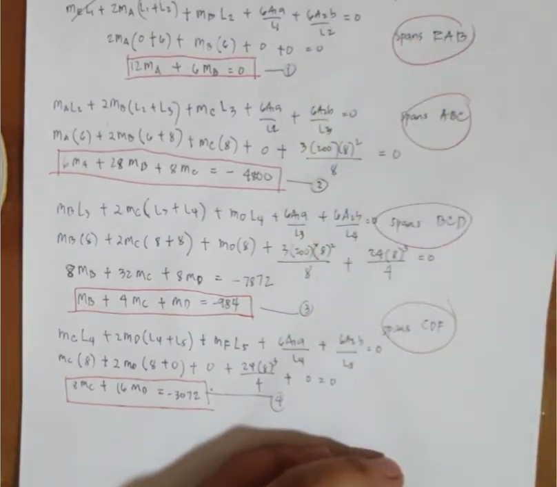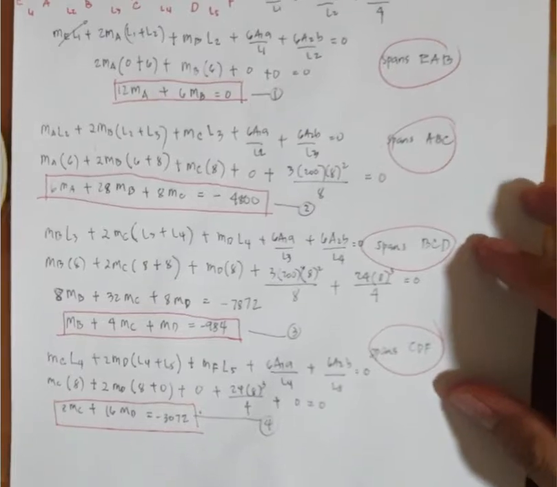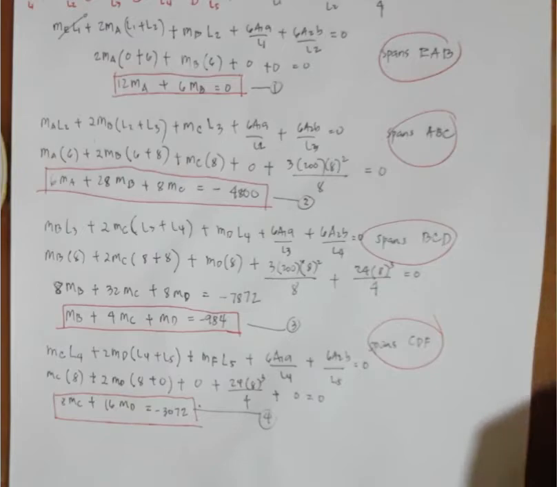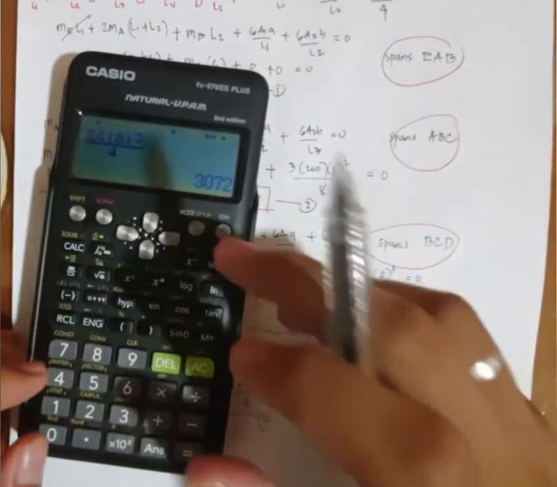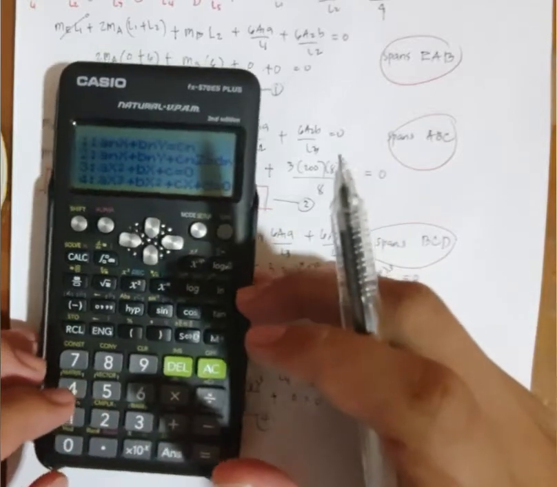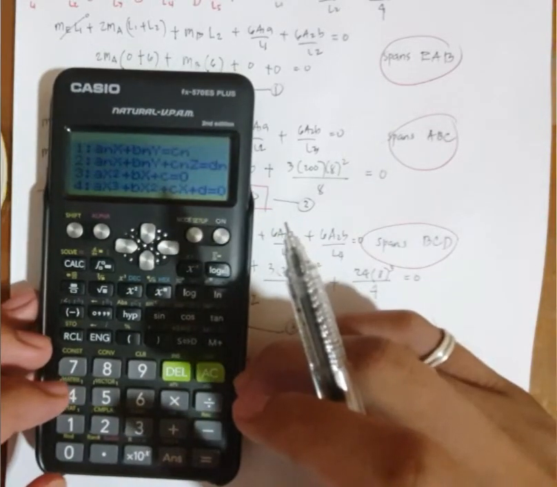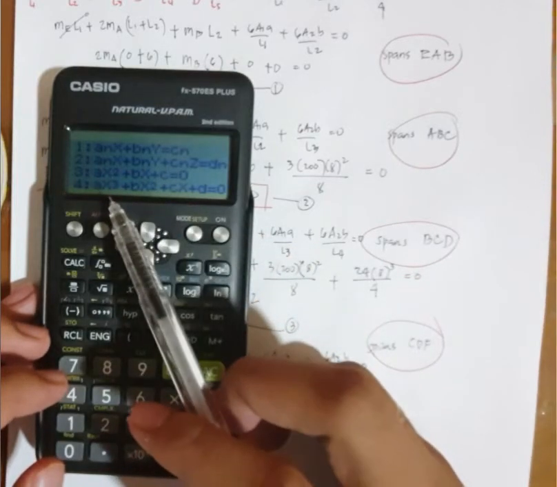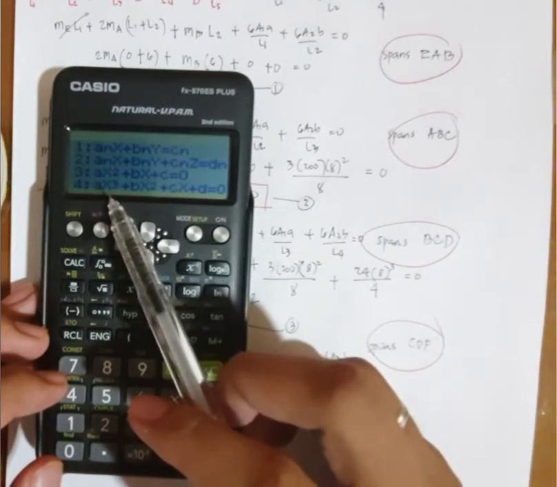Okay, so now we have 4 unknowns and 4 equations. The capacity of this calculator is only capable of solving 3 unknowns, 3 equations. This one, right? Number 4.